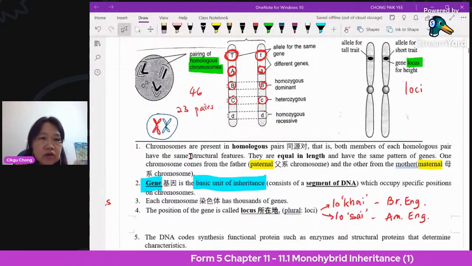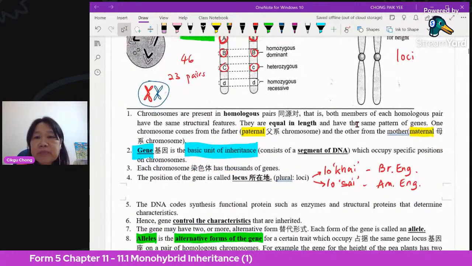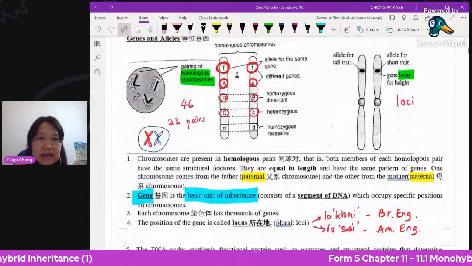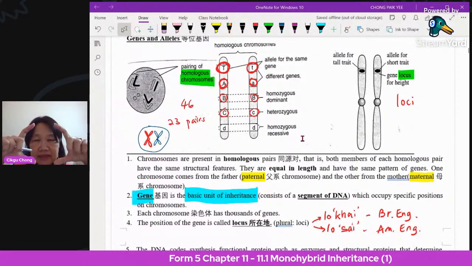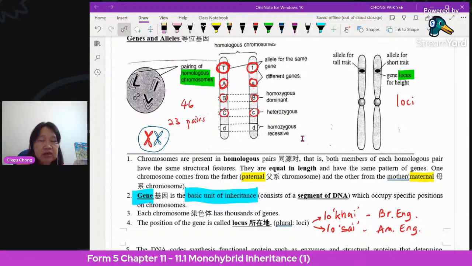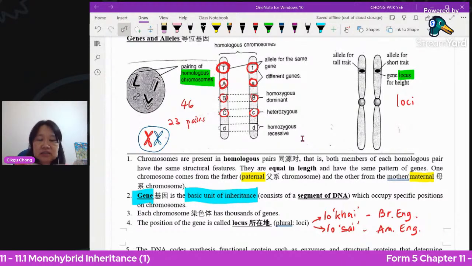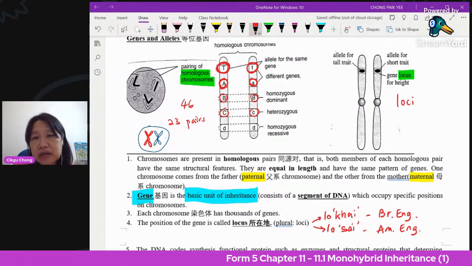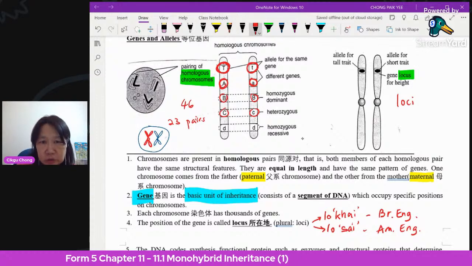Now, chromosomes are present in homologous pairs. This one I've just explained, that both members of each homologous pair have the same structural features. So they are equal in length. The length of the chromosome, how do you know it's a pair? Both have the same length. Sometimes we look under the microscope, under magnification. Scientists can see same length, same size. The band patterns are almost the same. Then you consider that is the pair. That is the homologous chromosome. They are equal in length and have the same pattern.